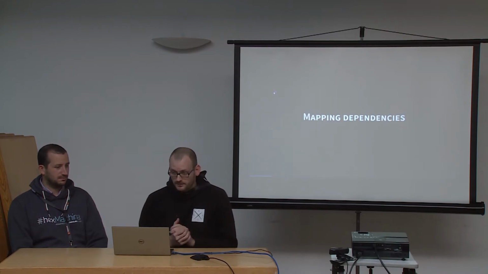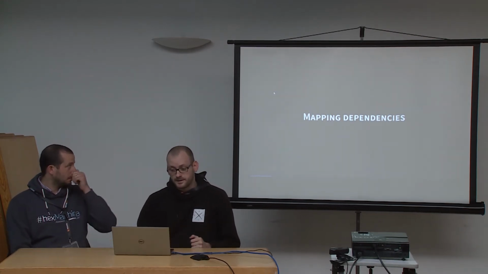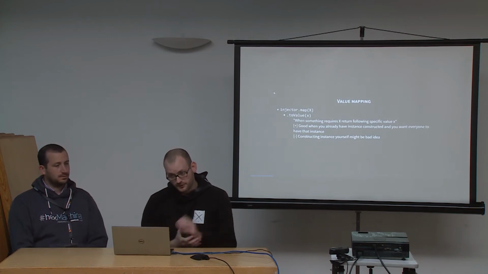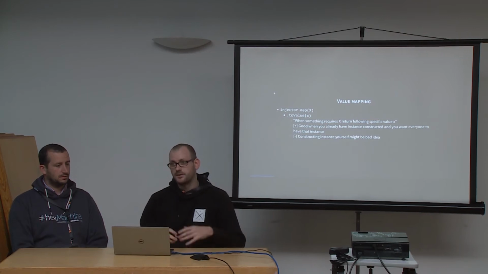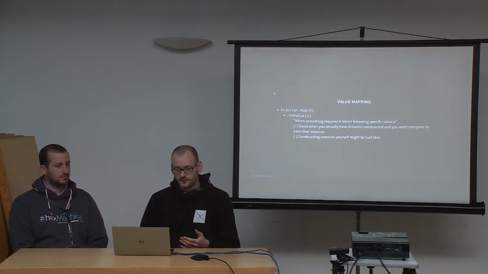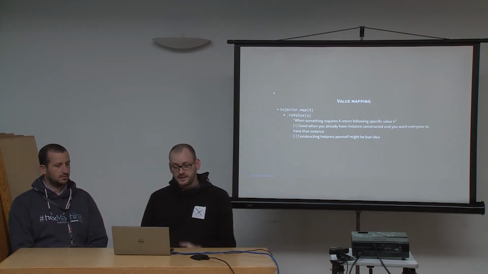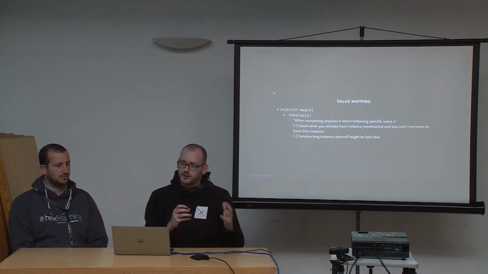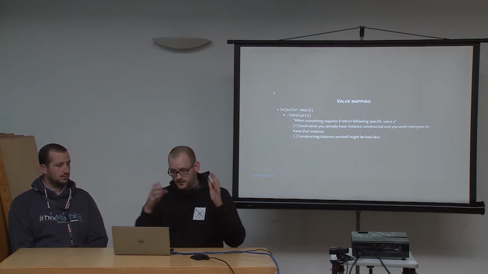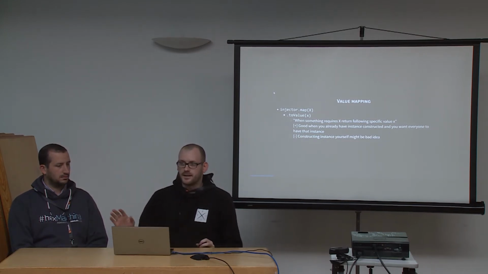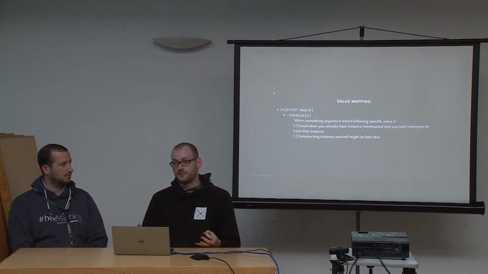So let's start with mapping the dependencies. First there are various types of mappings that are built in, and you can of course extend. So first is value mapping. Basically, it is the dot to value call, and that basically means when something requires my class, just give this instance and that's it. It's basically a singleton that you construct yourself.